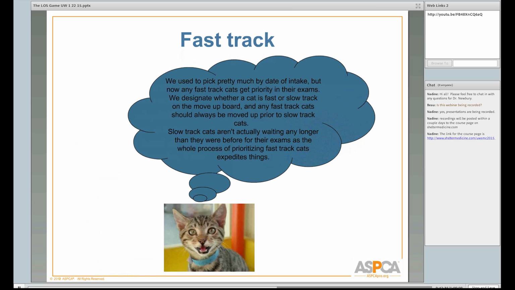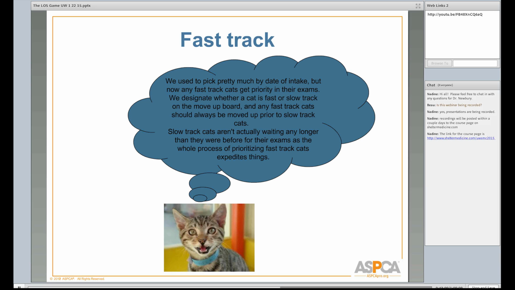So this is an example from the Animal Rescue League of Boston, and I worked with them on this fast track program. And this is from their veterinarian. "We used to pick pretty much by date of intake who would go up for adoption, but now any fast track cat gets priority in their exams. We designate whether a cat is fast or slow on the move up board, and any fast track cat should always be moved up prior to slow track cats. Slow track cats aren't actually waiting any longer than they were before for their exams, as the whole process of prioritizing fast track cats expedites things."